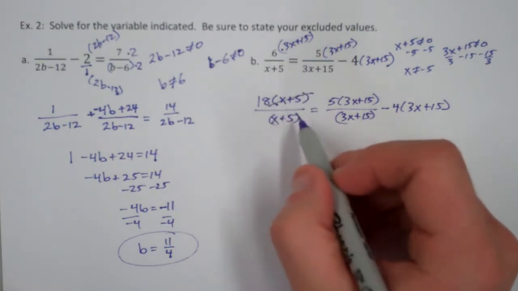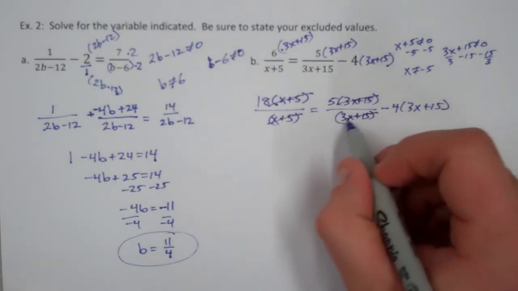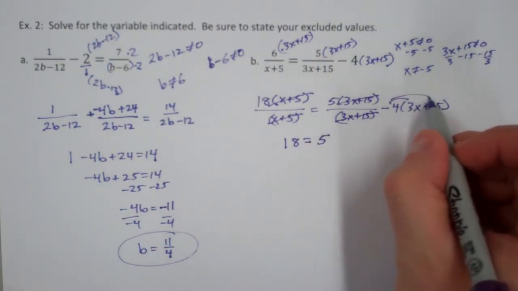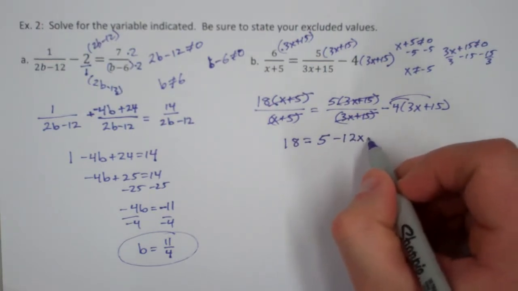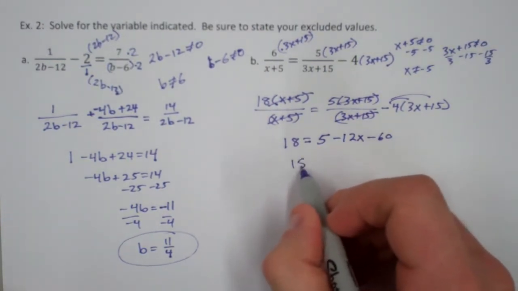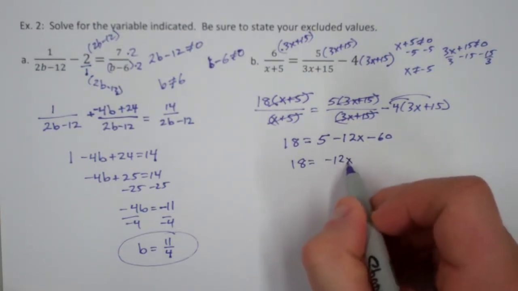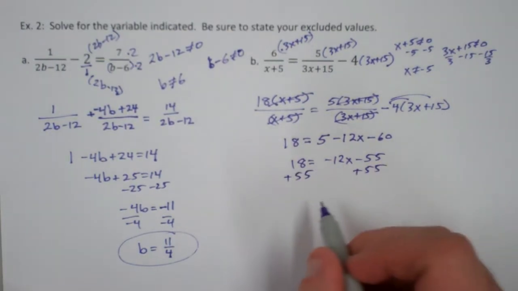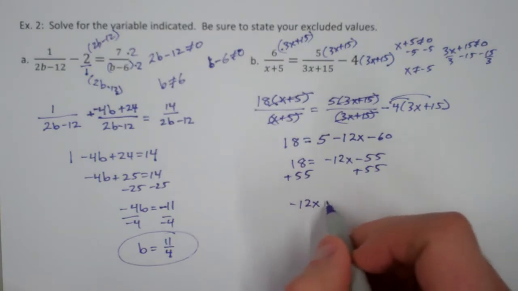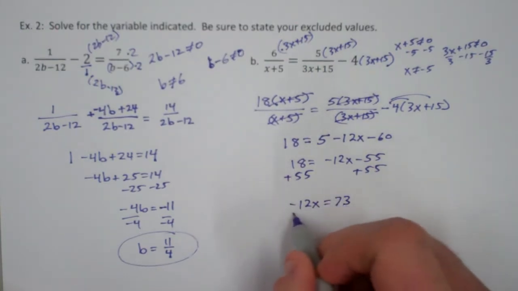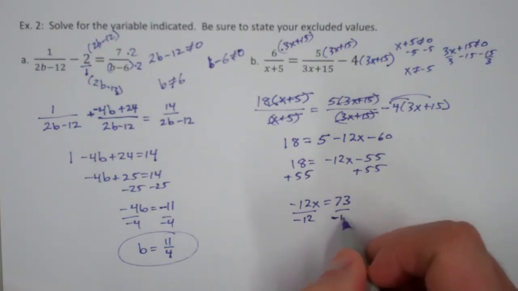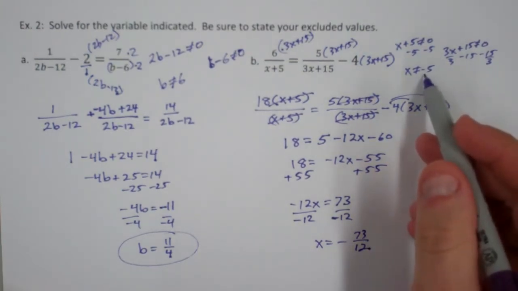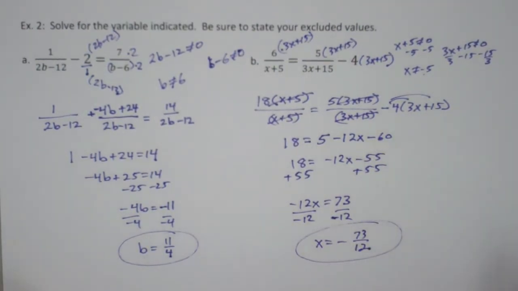So notice here, these x plus 5s will cancel, the 3x plus 15 cancels, we're left with 18 is equal to 5. We'll do the distributive property here, minus 12x minus 60. 5 minus 60 is negative 55. We'll add 55 here. And we get negative 12x, switching sides on you. That's going to be 73. And we'll divide by negative 12 here on each side. And we'll get x to be negative 73 over 12. Notice how that's not negative 5, so we're good to go.